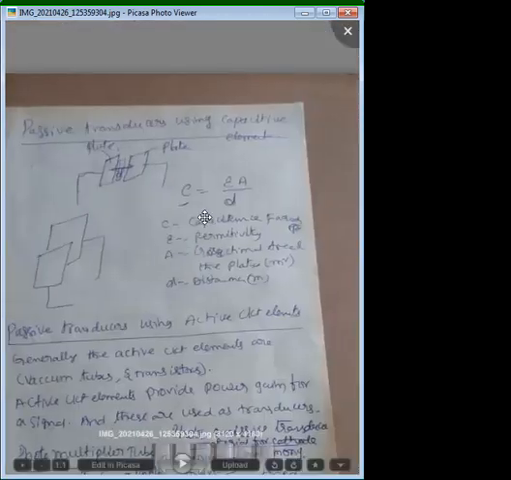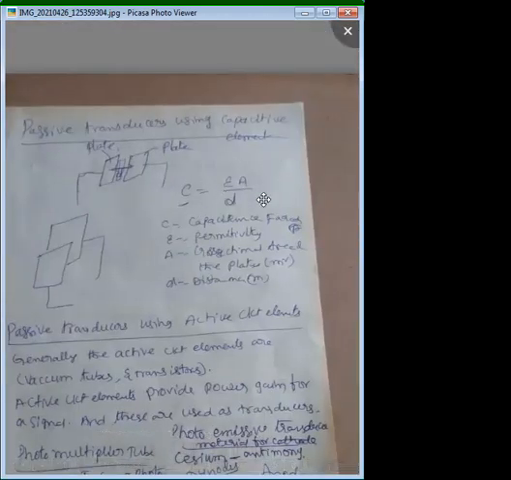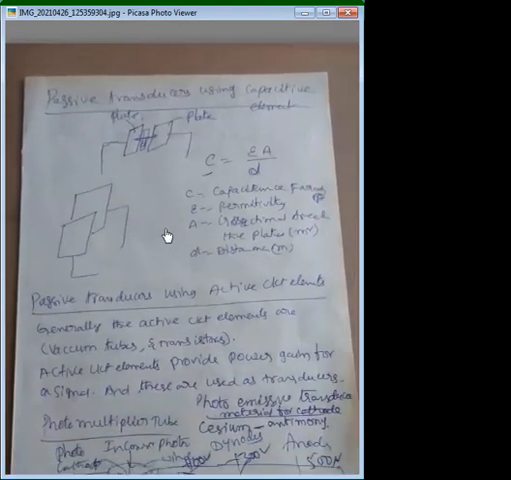Next, one type of passive transducer is the passive transducer using a capacitive element. Generally, a capacitor is a combination of two plates, and in between we have a dielectric material filled. This dielectric material separates the two charge carriers on the left side and right side, so equal charges will be placed at the two capacitive plates.